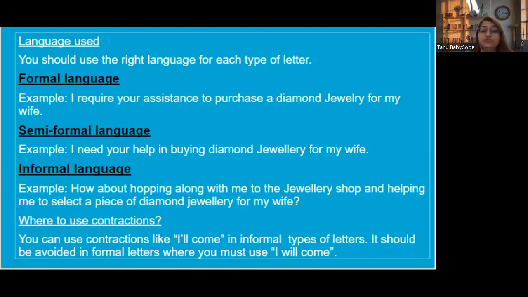Contractions. You can use contractions like I'll come in informal types of letters. They should be avoided in formal letters, where you must use I will come, not I'll come. So contractions are only acceptable in informal letters.